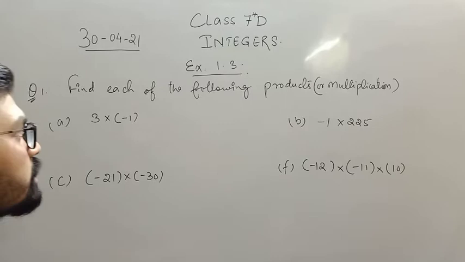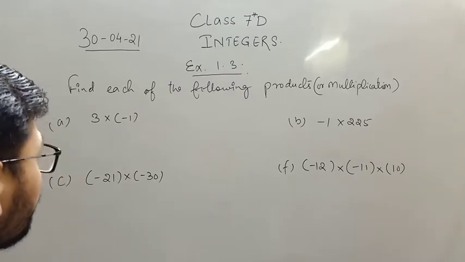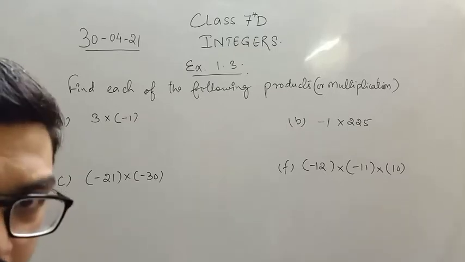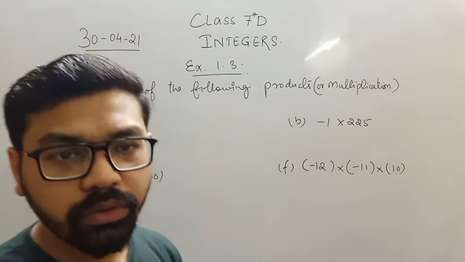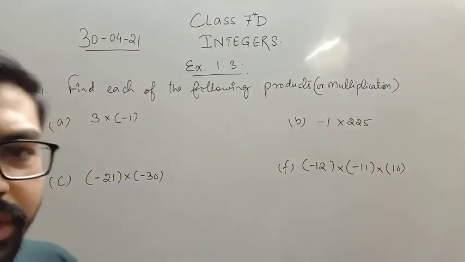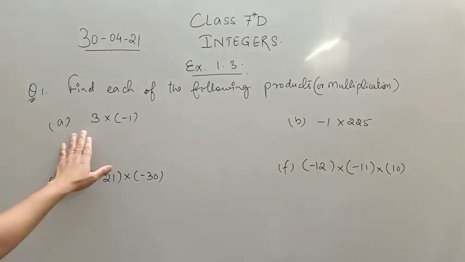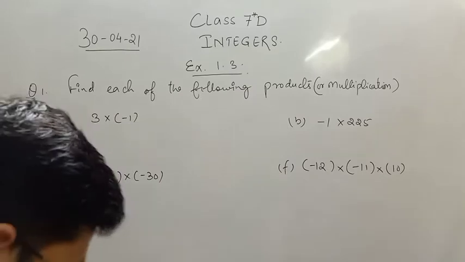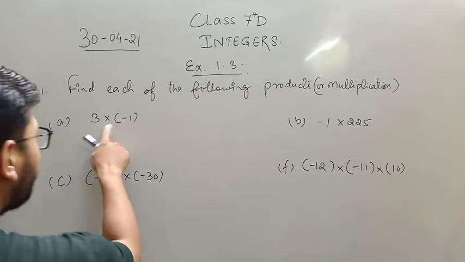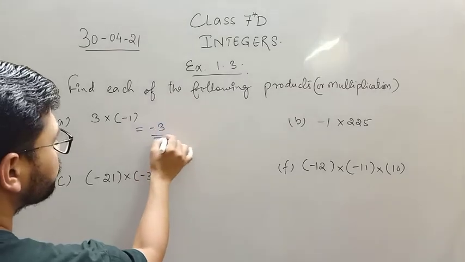Now I just start the exercise 1.3 with question number first. Find each of the following products, or beta products can also be written as multiplication. Okay, so don't confuse in these two words. Product is nothing but the multiplication of numbers. So the very first part is A, 3 into minus 1. What will be the answer? So 3 into minus 1 can be simply written as minus 3. This is your answer.